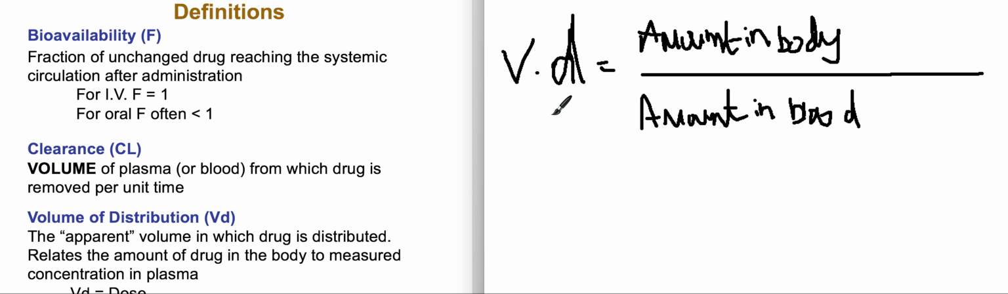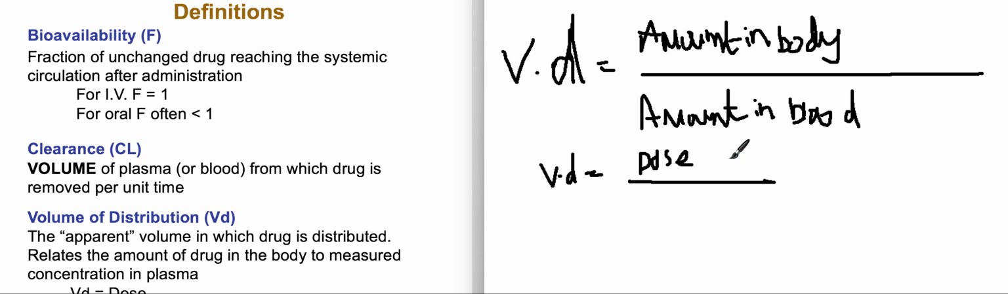Okay, and VD is usually calculated as dose divided by C0. Dose is the initial amount we administer. So if we administer a 20 milligram capsule, then you have 20 milligrams of that drug inside your body, and C0 is the initial concentration. This is the amount that's in the blood, and this is how we work this out.